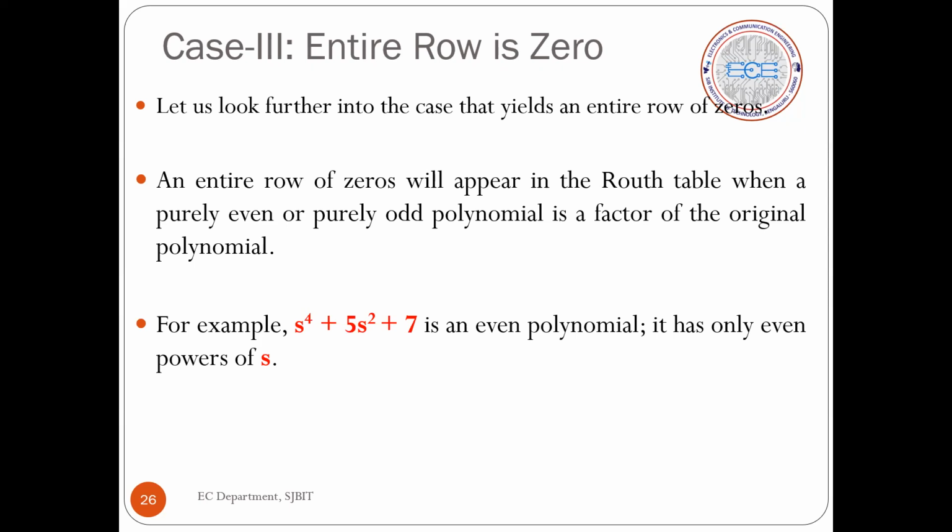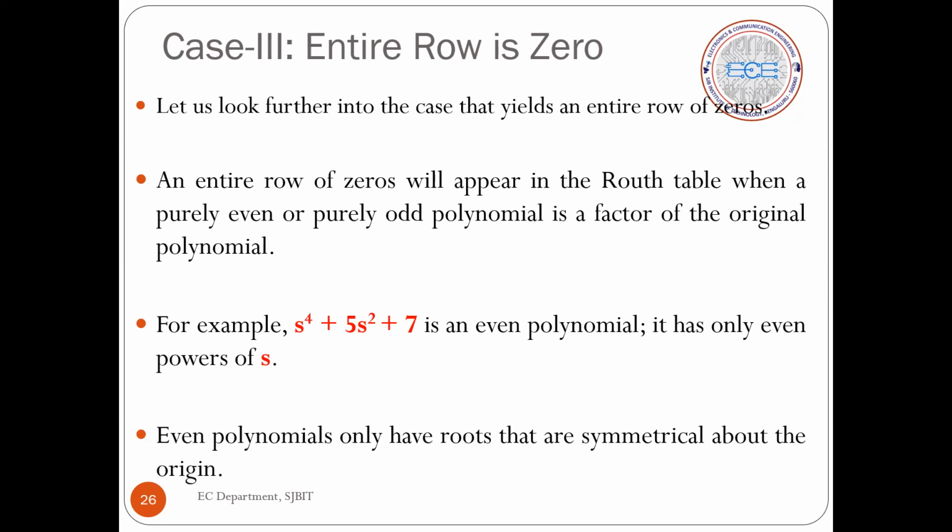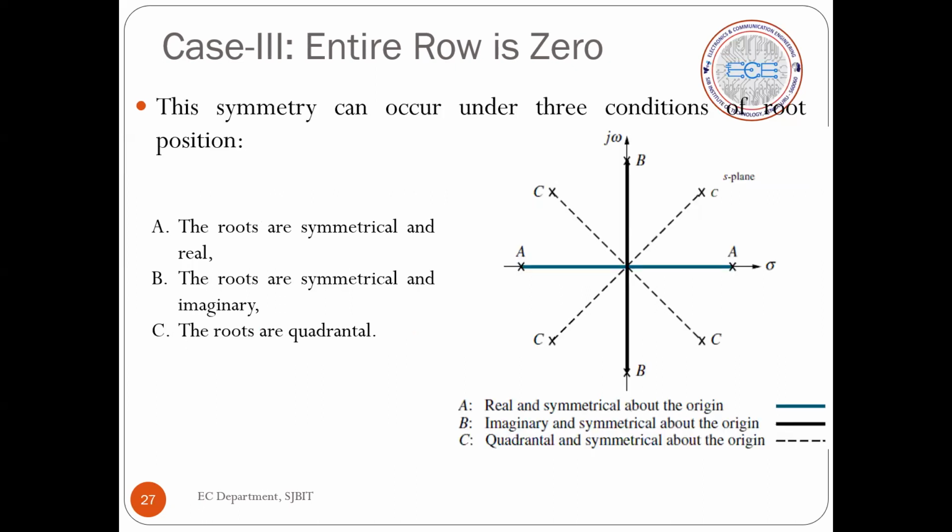Say, for example, s power 4 plus 5s square plus 7 is an even polynomial. It has only even powers of s. When do we call an equation an even polynomial? If the powers are only even. Even polynomials only have roots that are symmetrical about the origin. This is a very important point we have to understand. An even polynomial will have symmetric roots about the origin.